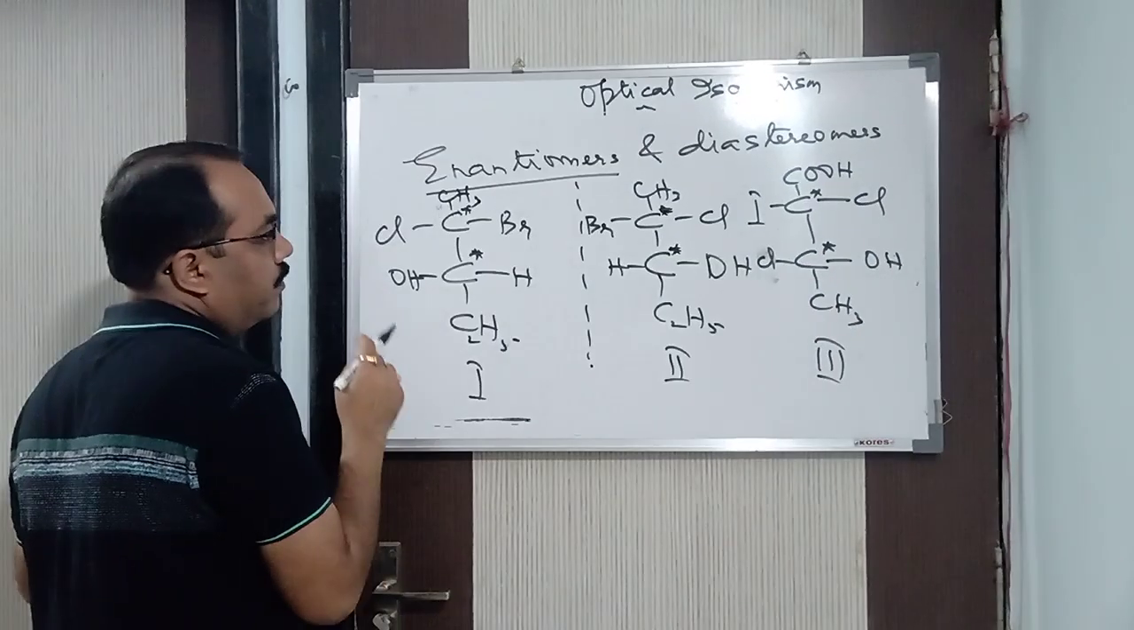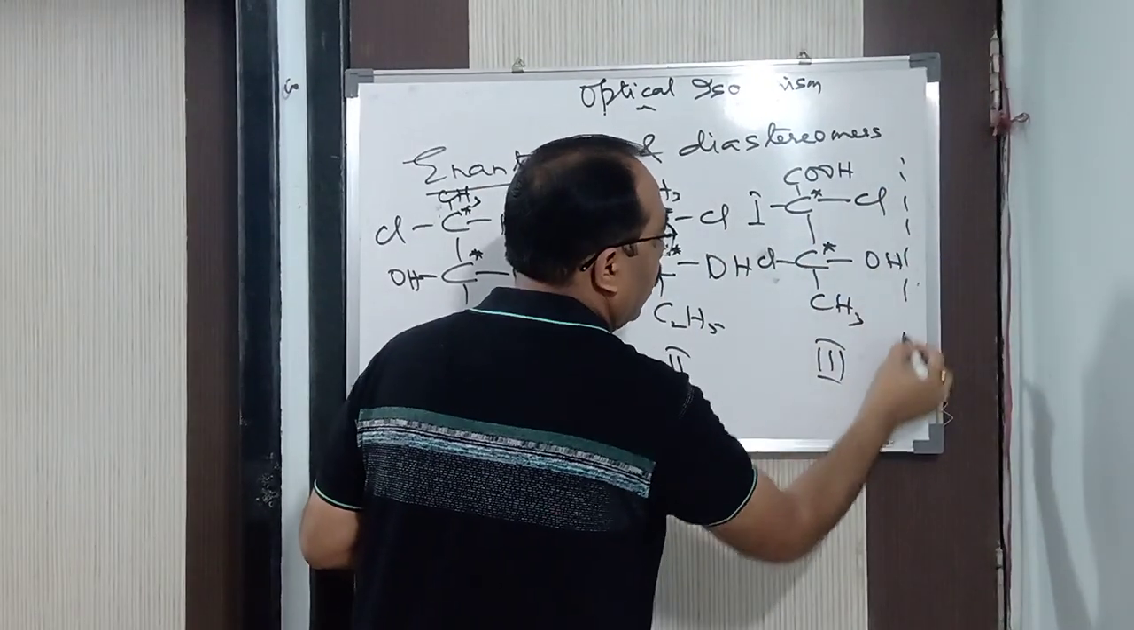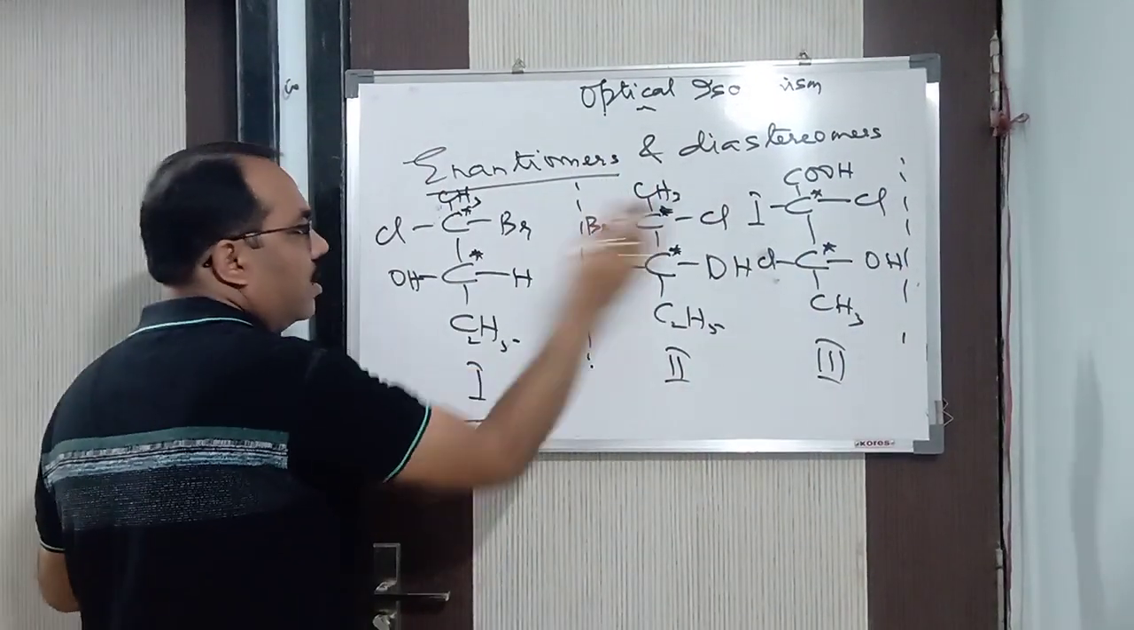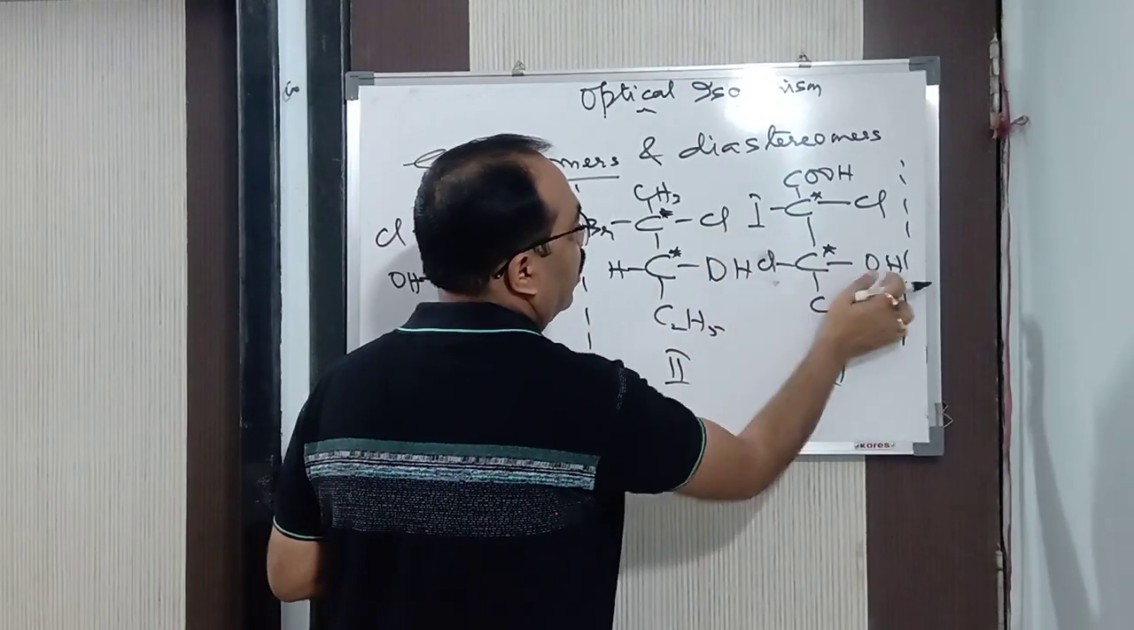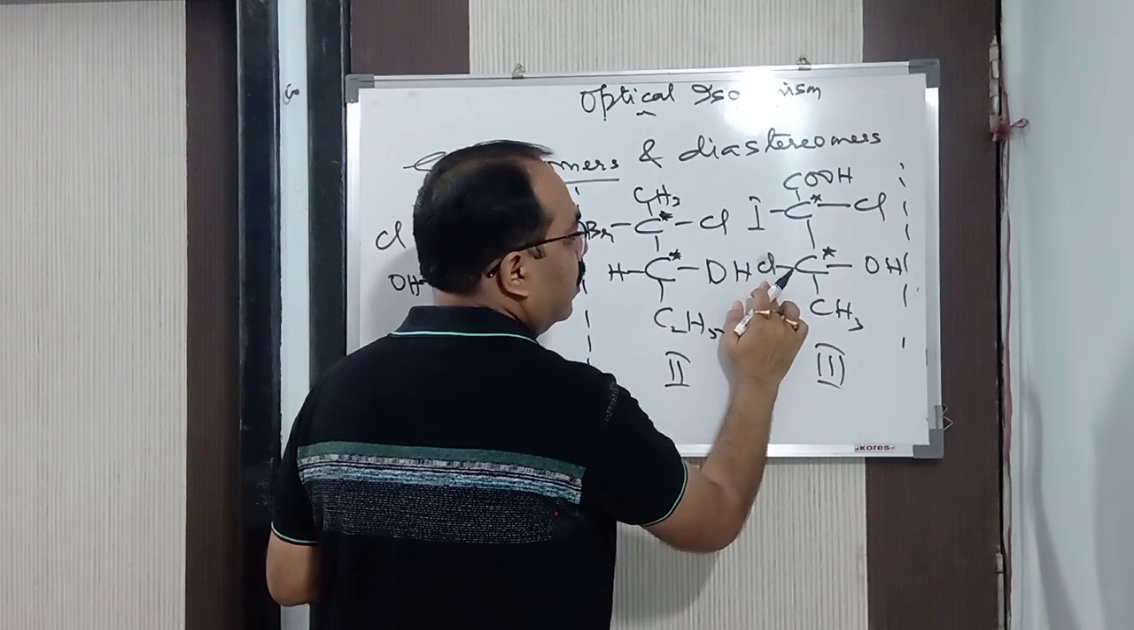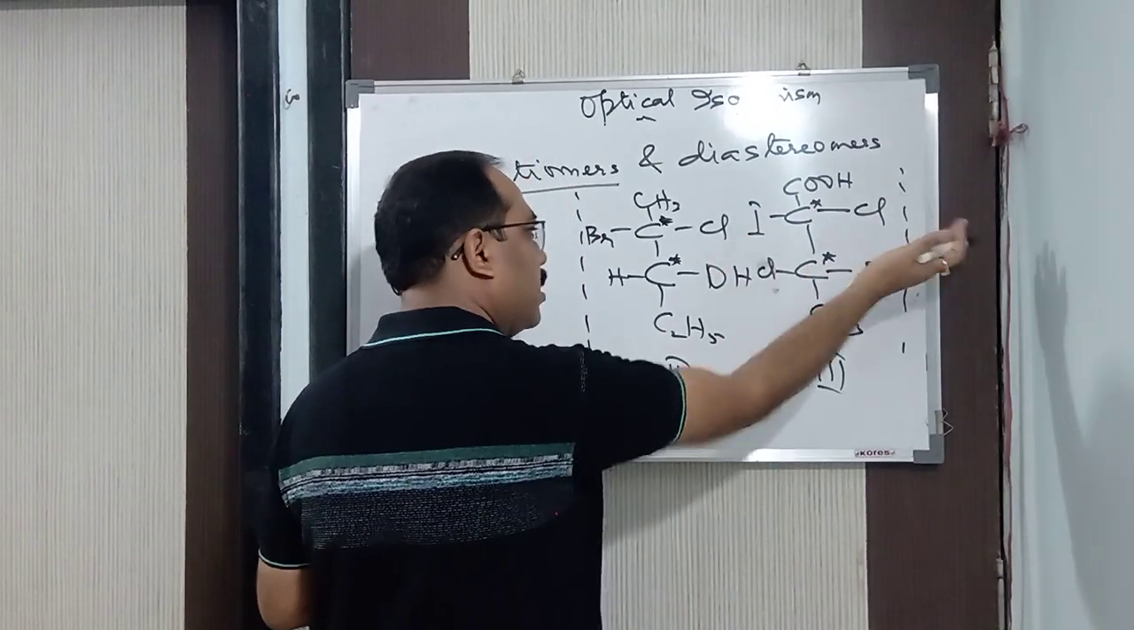So what you find is that of course we'll have a mirror image of this also. The fourth one will have it, but I don't have the space. You can write and see. What you have to do is just change the right and the left. OH will come here and Cl will come here. That's it in the mirror image.